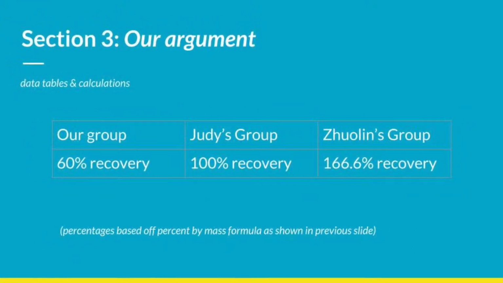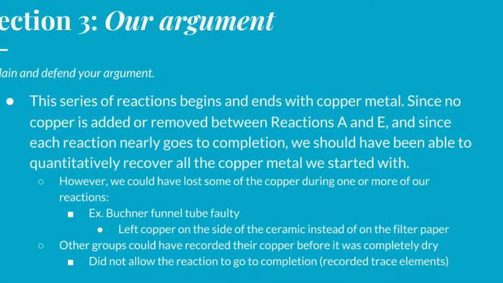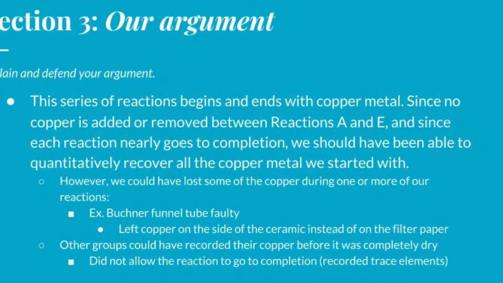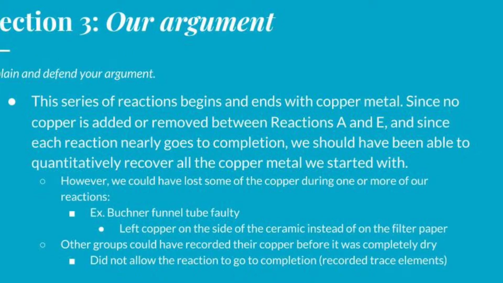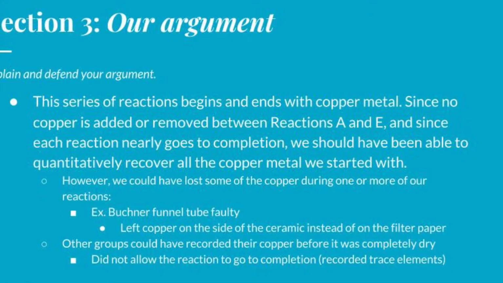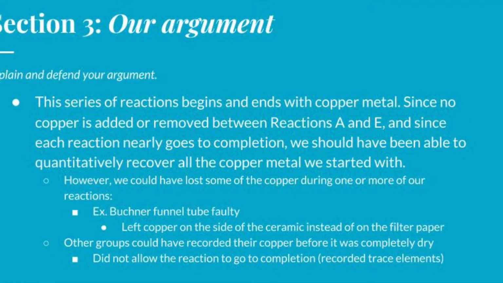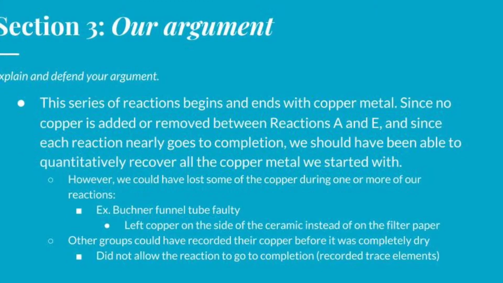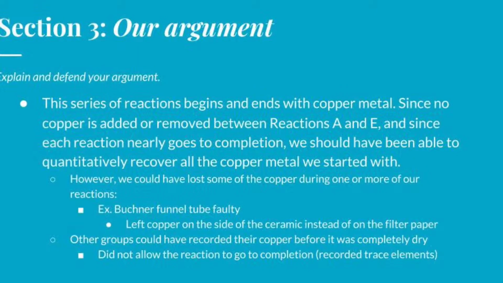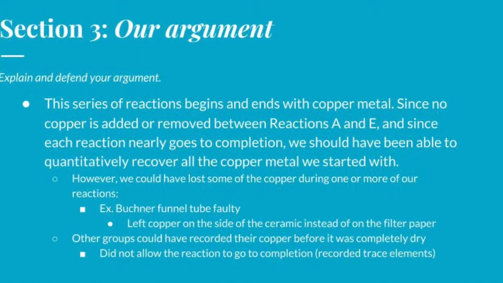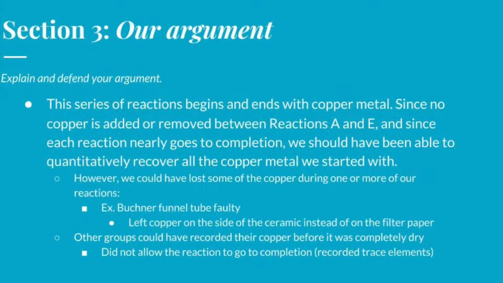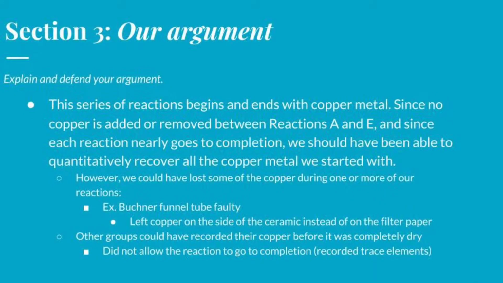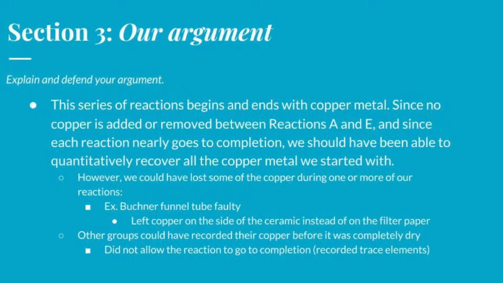Our results were lower than other groups in our class when we compared them to each other, but this phenomenon can be explained. Since the series of reactions in this lab begin and end with copper metal, no copper is added or removed, so we should be able to quantitatively recover all the copper metal that we started with. However, we could have lost some of the copper during one of our reactions. For example, when our Buchner funnel tube was faulty, or when we left copper on the side of the ceramic at the top of the Buchner funnel instead of on our filter paper.